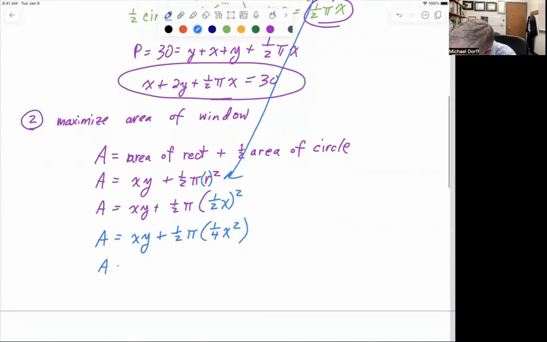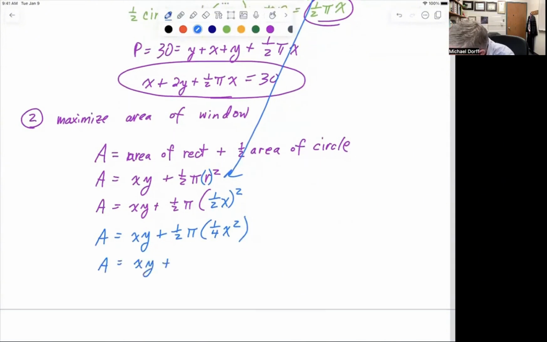So then I get area equals x times y plus pi over 8 x squared. I combine the 1/2 and the 1/4 to get 1/8, and then I multiply by pi, so I get pi over 8. So simplifying that, I get area equals x times y plus 1/8 pi x squared.